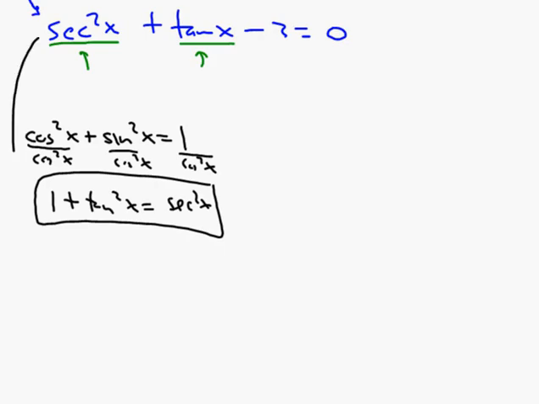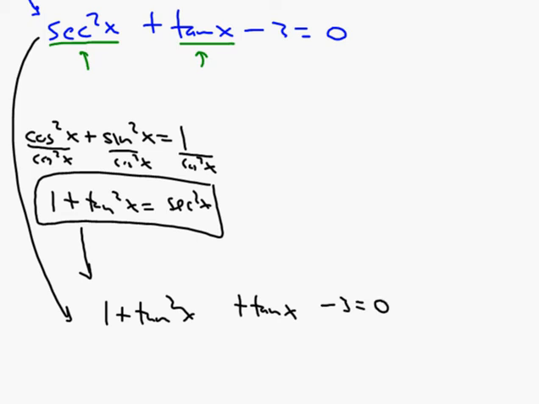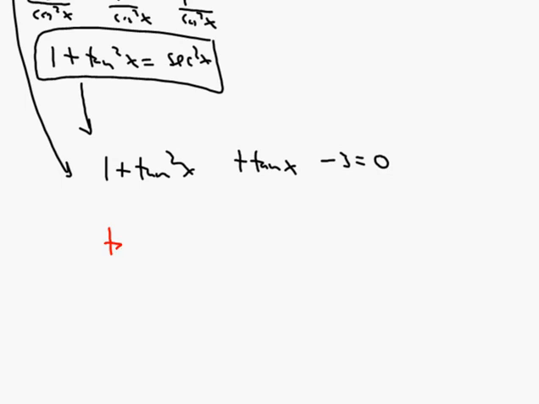So this equation is going to become 1 plus tangent squared x plus tangent x minus 3 equals 0. And we're okay now. And the reason we're okay is because now it looks more like a quadratic. Just one more thing. Tangent squared x plus tangent x minus 2 equals 0. And sure enough, it looks like a quadratic.